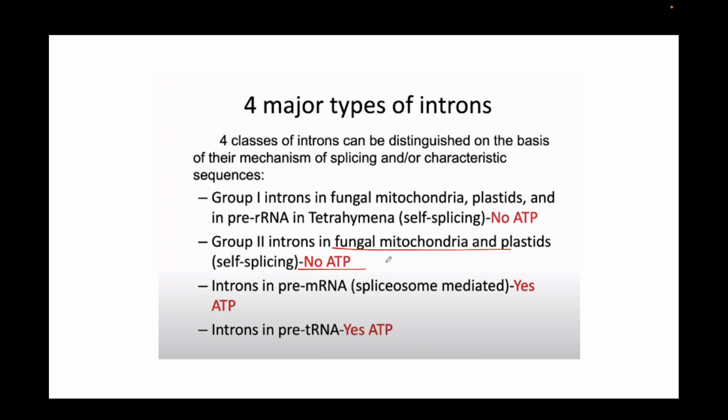We have already discussed this, but if you recall, group 2 introns produce a lariat structure of intron. But in case of group 1 intron, simply the intron is removed and exons get bound to each other and form the mature mRNA. But in case of group 2 intron, we get a lariat structure of intron. Fine, we will be discussing each and everything in detail.